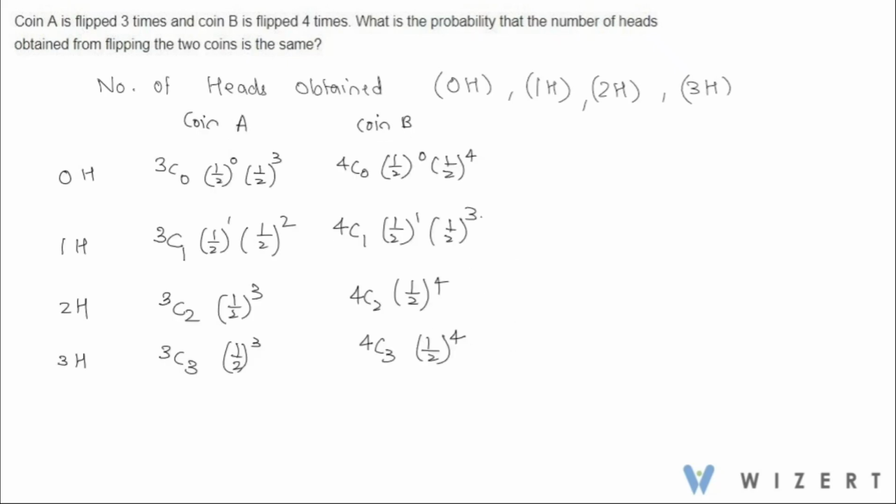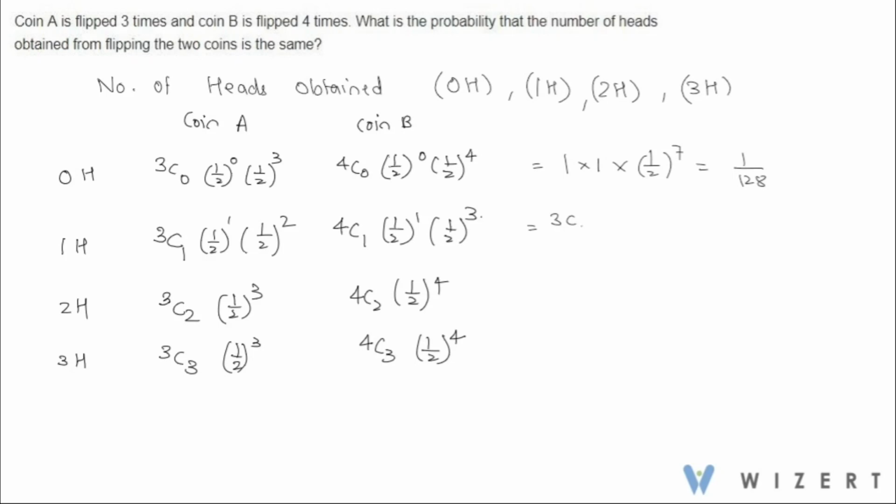So this is going to be, let's see, 3C0 is 3 factorial divided by 3 factorial 0 factorial. Now 0 factorial is 1 and 3 factorial cancel out, so we have 1 multiplied by 4C0, which is similarly 1, so 1 multiplied by half to the power 3 into half to the power 4, which by the exponent law is half to the power 7. So this is half to the power 7, which is equal to 1 by 128.